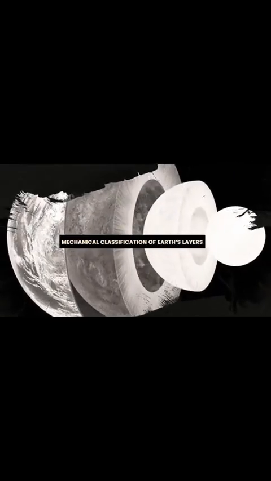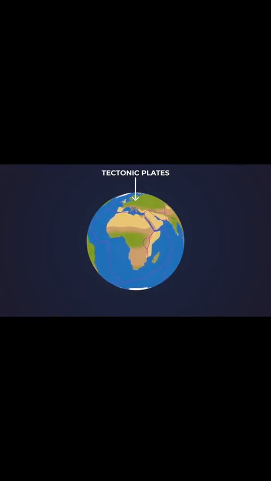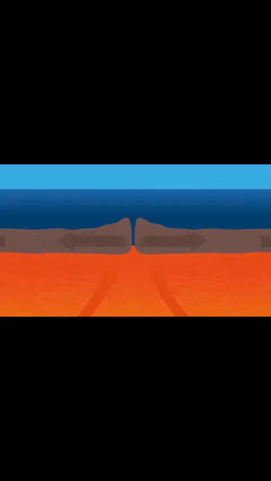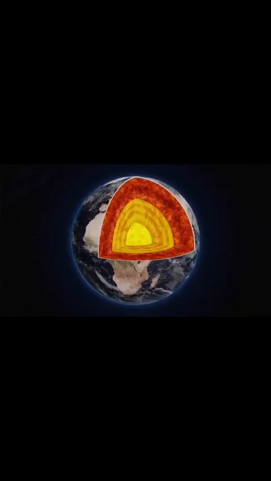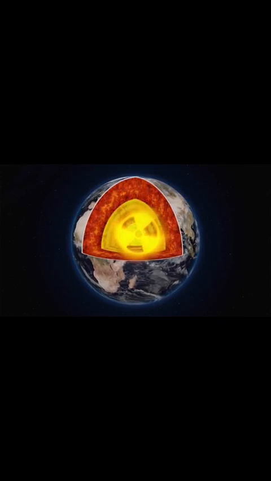Mechanical classification of Earth layers. Lithosphere is the Earth interior's outer layer. Its thickness is 100 to 120 kms, and crust and upper mantle are also included. The lithosphere has tectonic plates. In these plates, tectonic movement occurs. In Earth, tectonic movement occurs due to primordial heat. In the Earth interior, radioactive elements are located.